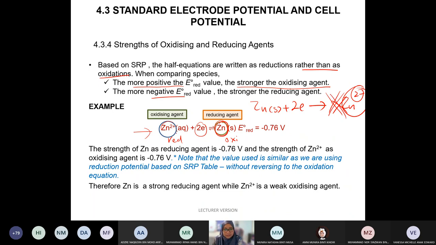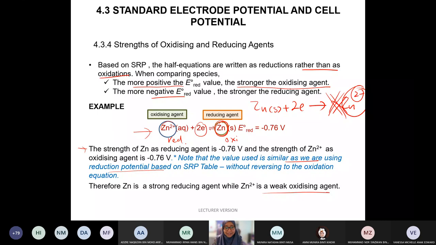So how is it measured, guys? Let's look at the statement here. The strength of zinc as a reducing agent is negative 0.76 volt, and the strength of zinc 2 plus as an oxidizing agent is also negative 0.76 volt. The value stays the same whether as reducing agent or oxidizing agent. Note that the value used is similar as we are using the reduction potential based on the SRP table without reversing to the oxidation equation. But what we can conclude is that zinc is a strong reducing agent, while zinc 2 plus is a weak oxidizing agent.